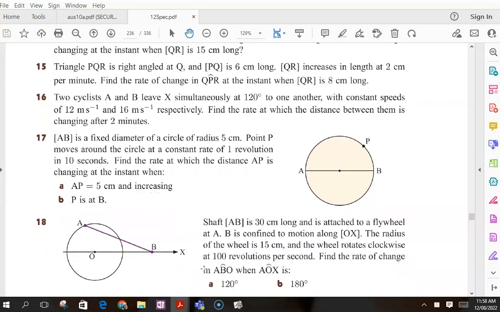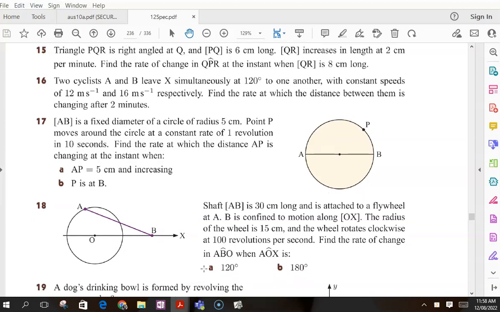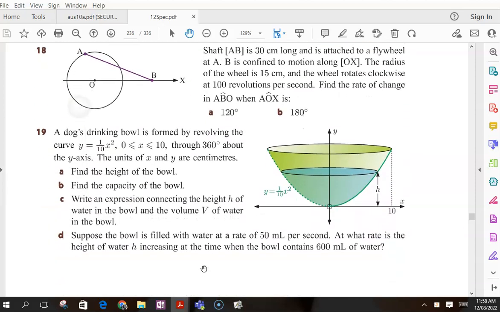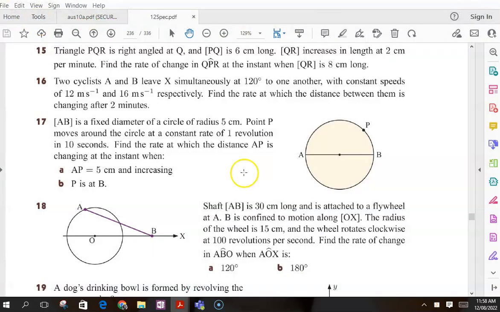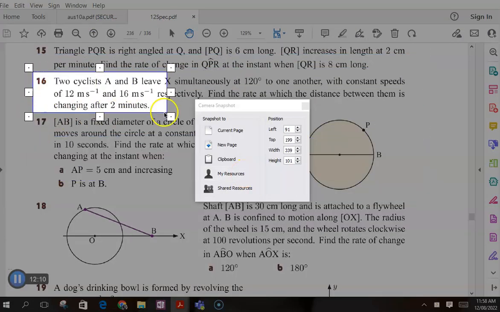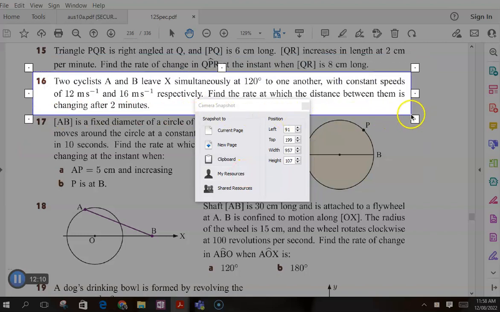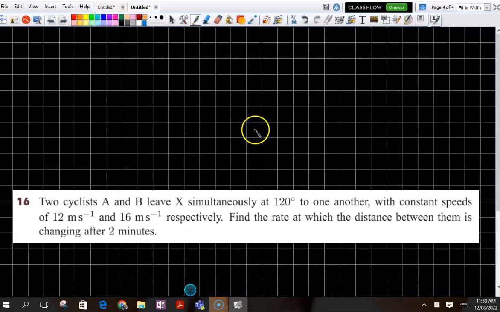So I just want to try and do 16 and 17 one at a time. And then we'll go on to the next bit, and you can try and do some of the others later on. It's all about setting up the equation, and then you can do the differentiation stuff and finish it off together.